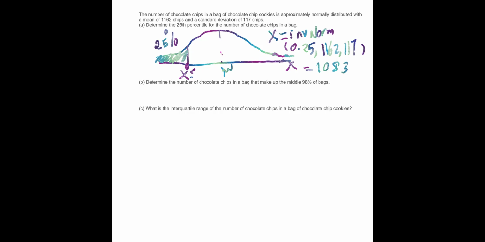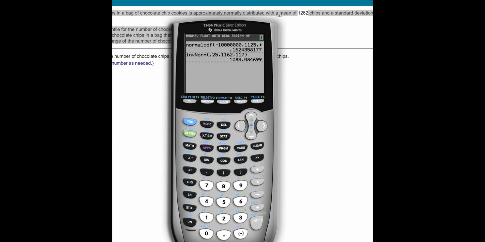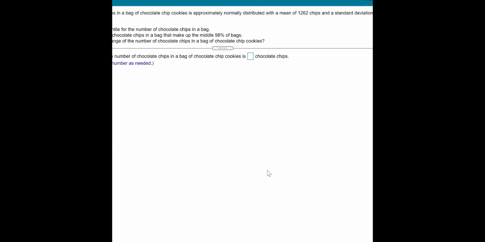Okay. Determine the number of chocolate chips in the bag that make up the middle 98%. You might come across questions like middle 70, middle 80, so you're going to see how this one is done right now. So I'm going to show you in a second.